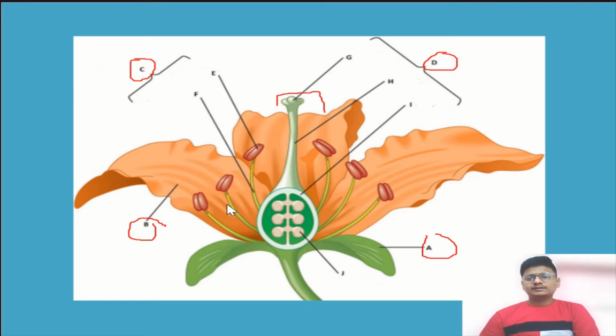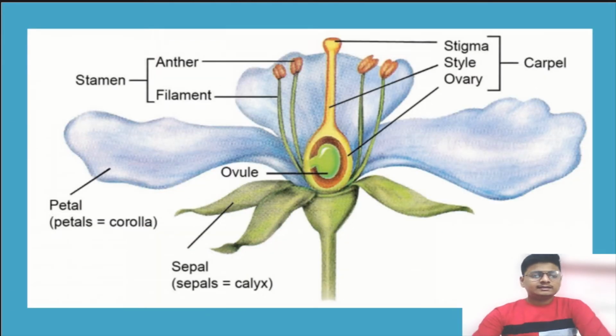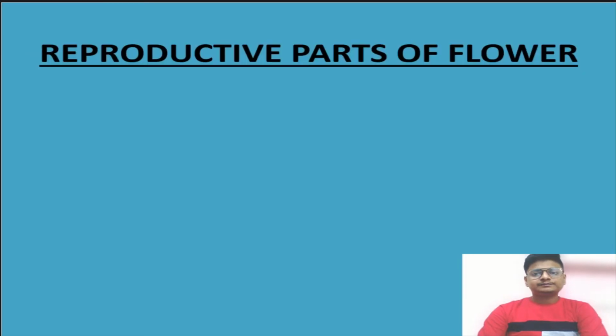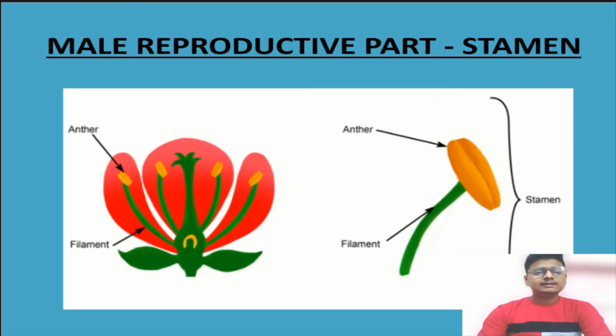Students, so this is the overall part. Now see, this stamen is made up of anther and filament, and this carpel, or we can call it pistil, is made up of stigma, style and ovary, and inside the ovary there is an ovule. And this is petals and sepals. So these all are reproductive parts of the flower. The male reproductive part is stamen. Stamen is divided into two parts. Again I am telling you, anther and filament.